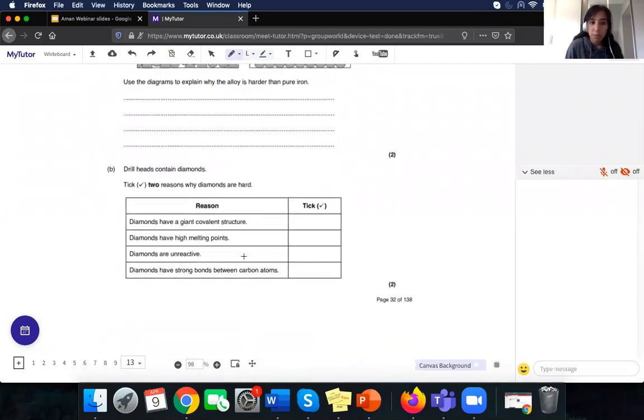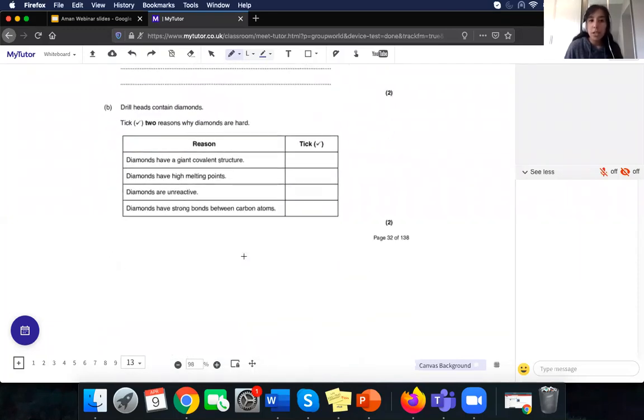It's about diamond. Drill heads contain diamonds. Give 2 reasons why diamonds are hard. So we would have covered this on Tuesday when we did covalent bonding. Why are diamonds hard? Or which 2 explains why diamonds are hard?